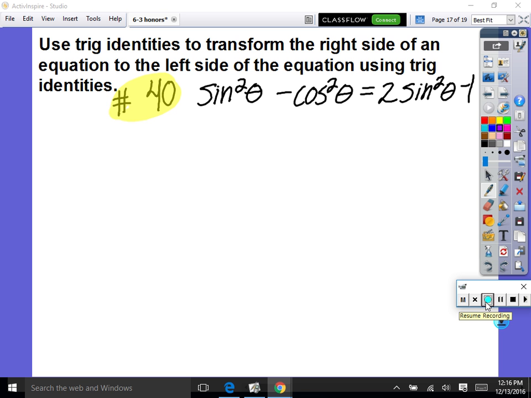So, this one I'm honestly not quite sure where they're going from here. So let's just see if we can think about it. Sine squared theta minus cosine squared theta. That's not a trig identity. Well, what they want us to do is take this side of the equation and prove it's equal to this side. So let's see, where should we go from here?